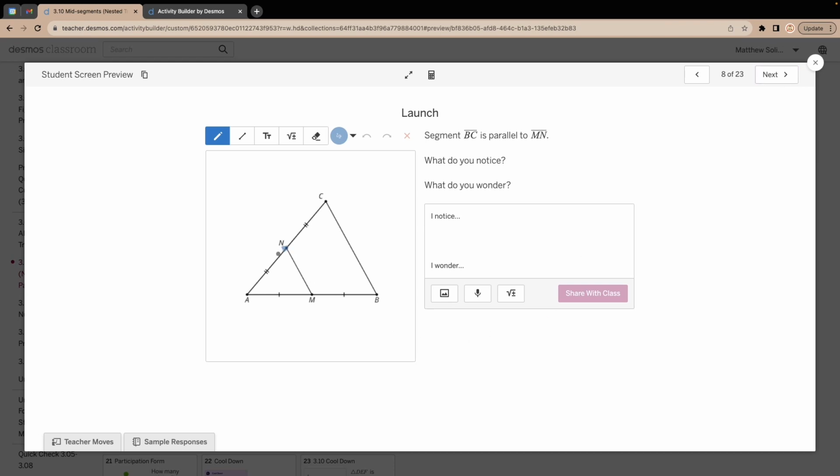Well, I noticed that AN and CN are equal, so N has got to be the midpoint of CA. So maybe if this was 5 inches, this would be 5 inches, right? And then same thing down here. A to M is the same size as B to M. Maybe it's 6 and 6, but M is the midpoint of that side. I also notice these lines are parallel. So that little arrow means they're parallel.